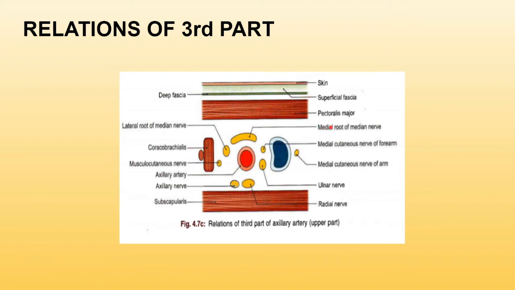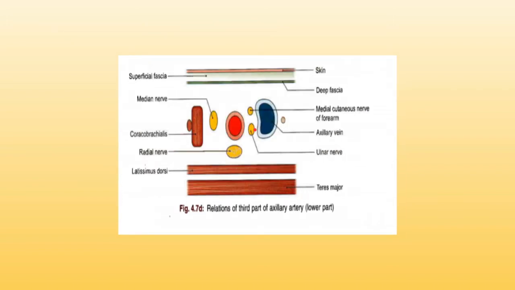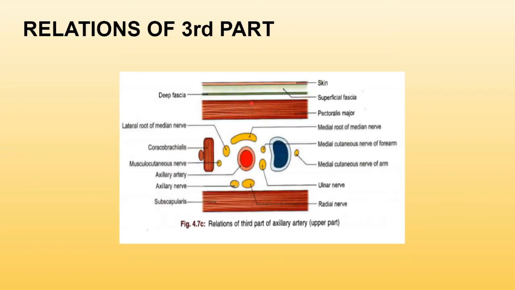As you can see, the common things over here in both of them are the skin, superficial fascia, deep fascia. Now the change over here is that this upper part is having the pectoralis major muscle and the medial root of median nerve. The change is only two in the anterior part, pectoralis major muscle and the medial root of median nerve, while over here it is not. Okay, so this was the anterior part.